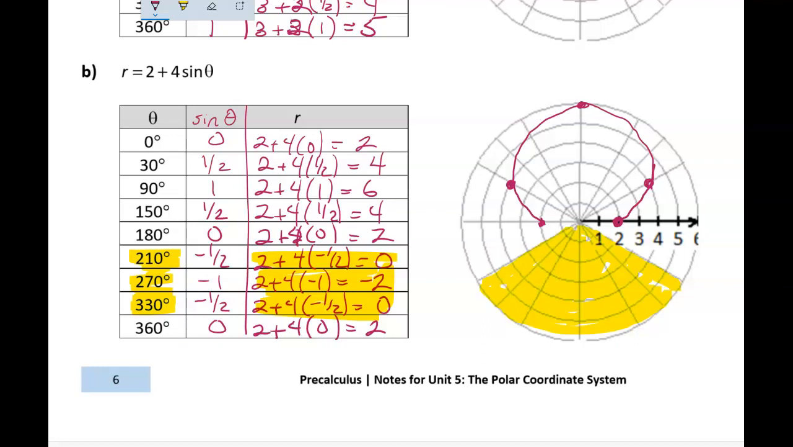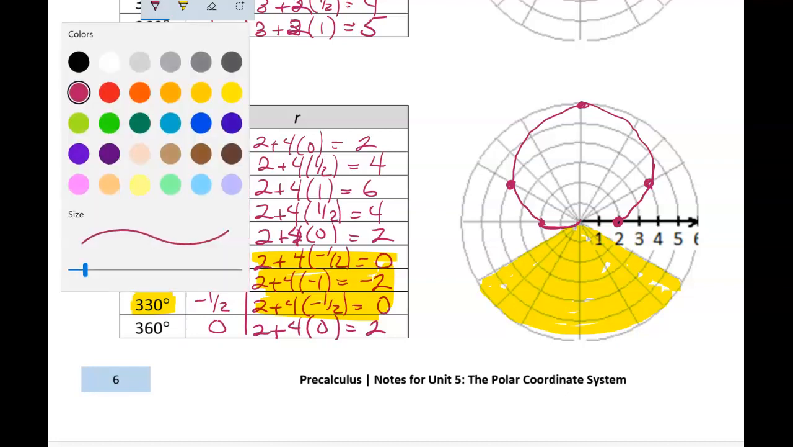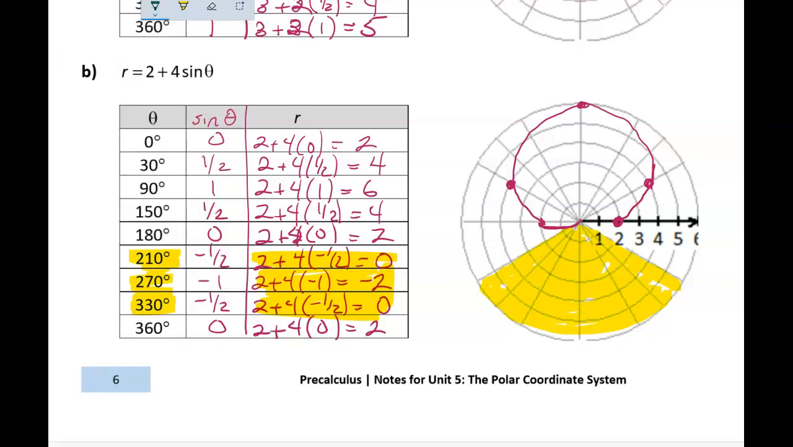And then at 210, the radius goes to 0. So I'm just going to kind of mark that off. We're not entering that yellow territory that I highlighted. And then what happens in between 210 and 270? Well, in between 210 and 270, the radius is negative. So I'm going to draw this one with a different color here. Between 210 and 270, the radius goes from 0 to -2.